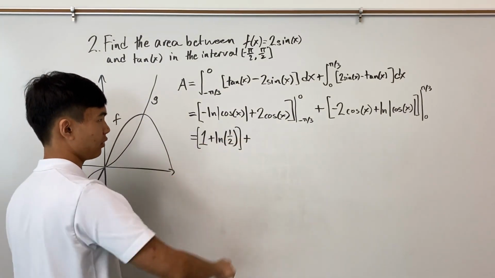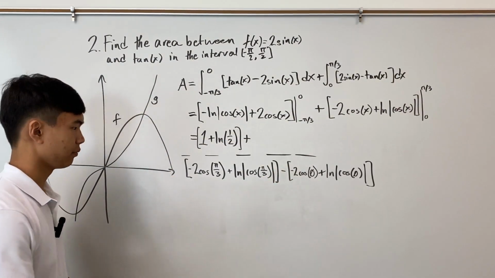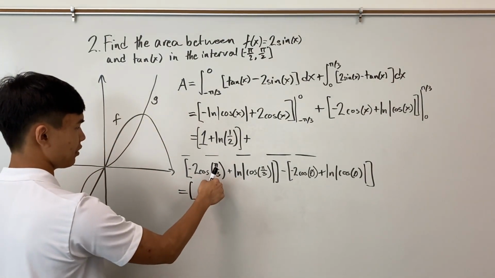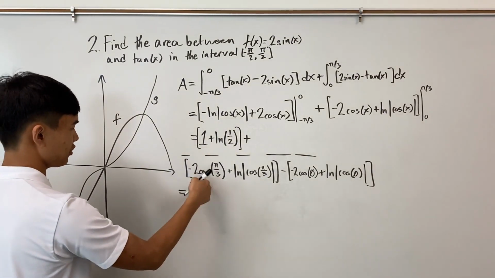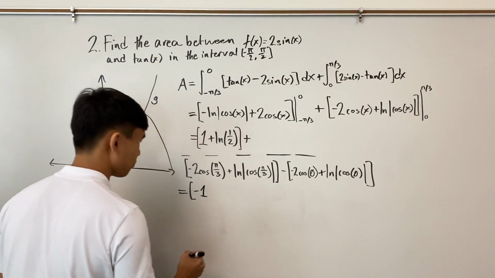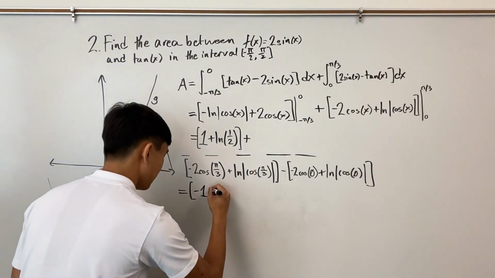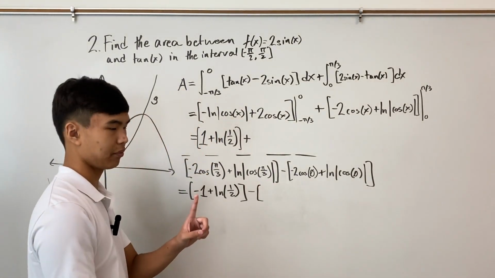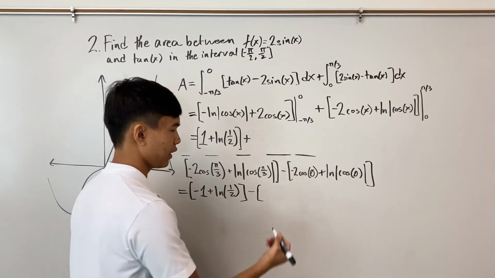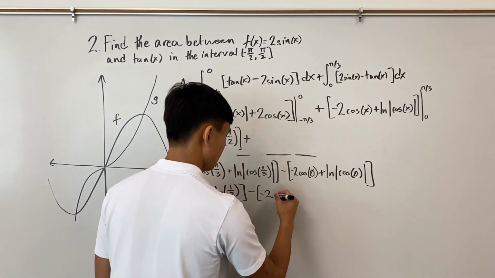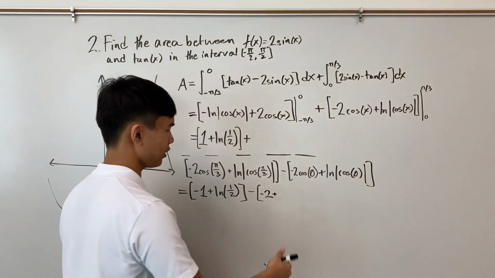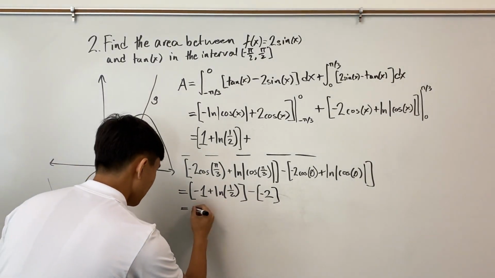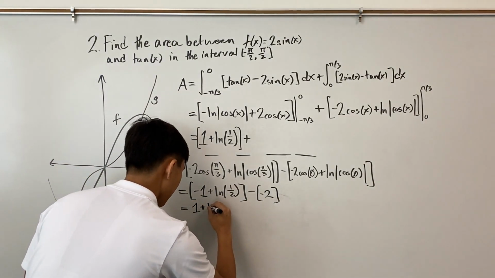Now we're going to evaluate that part. This is the second part all written out here. Now if you go term by term, so cosine of pi over 3 is 1/2, and negative 2 times 1/2 is negative 1, plus the ln of 1/2, and then minus, so the cosine of 0 is 1, and so negative 2 times 1 is negative 2, plus the ln of 1 is 0, so this is just negative 2. Evaluating this, this becomes 1 plus ln of 1/2.